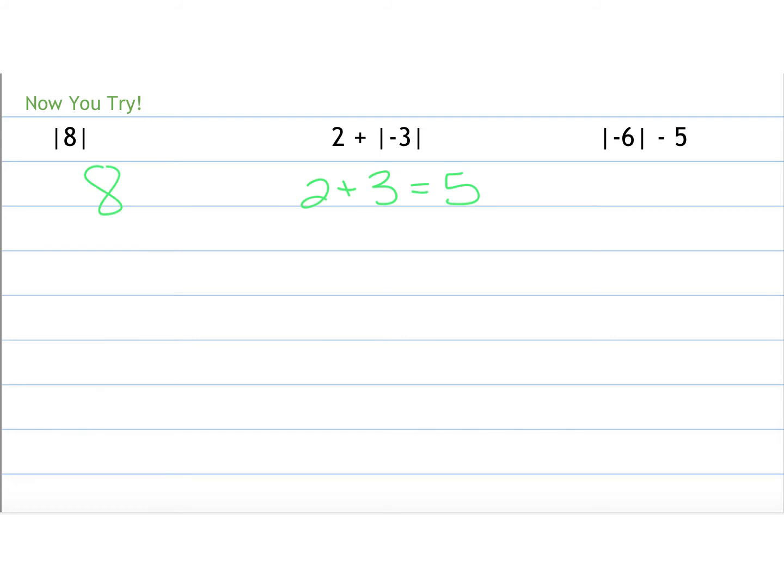Next one, the absolute value of -6 minus 5. Start by finding the absolute value part first. So -6 is 6 spots away from 0. And 6 minus 5 is 1.